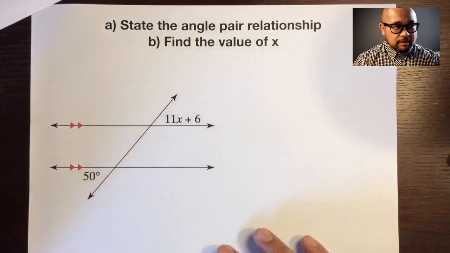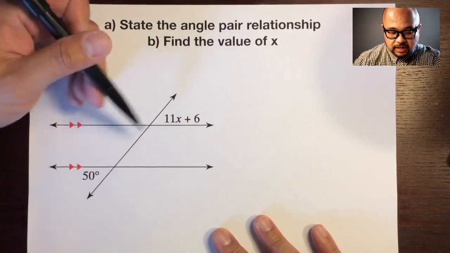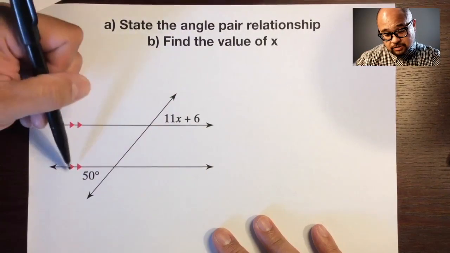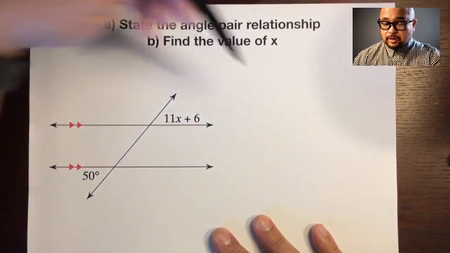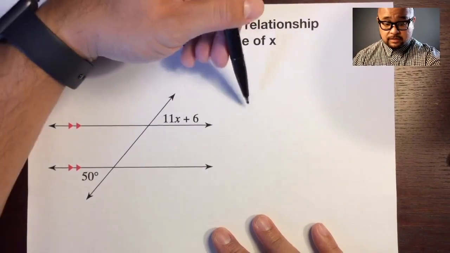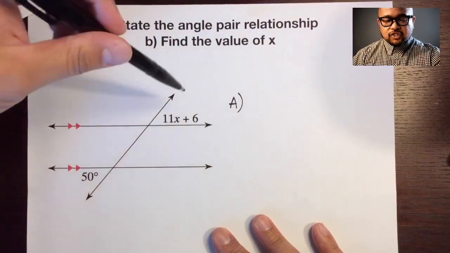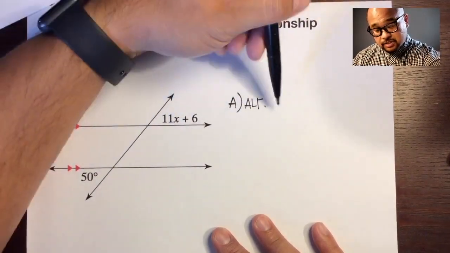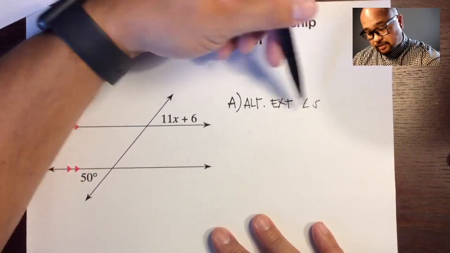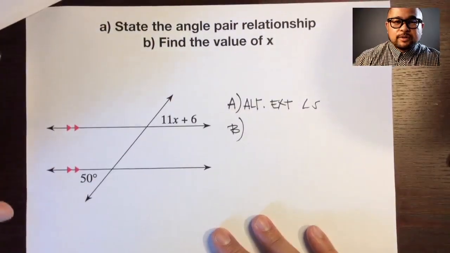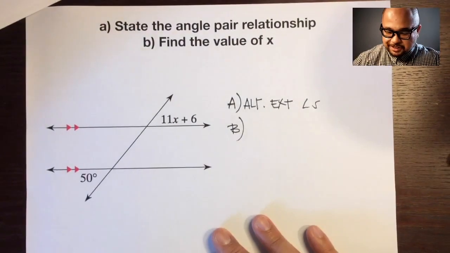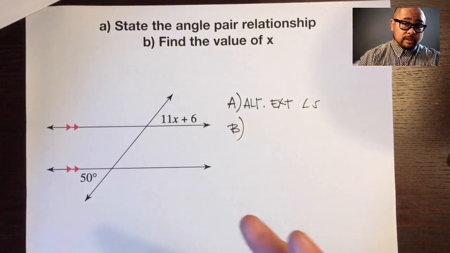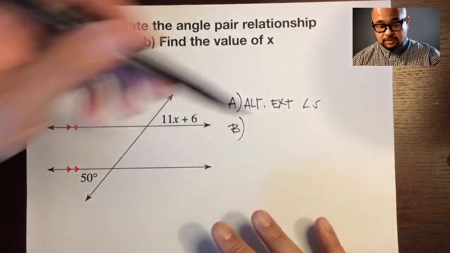State the angle pair relationship. So let's look at these two angles. They are on the exterior of the two parallel lines. We know they're parallel, 2 arrows right here, 2 arrows. So what kind of angles are these? These are alternate, and they're on the exterior. And what do we know about alternate exterior angles? They are congruent. So how do we set this up? That means that the two angles have equal measures. So let's use an equal sign.